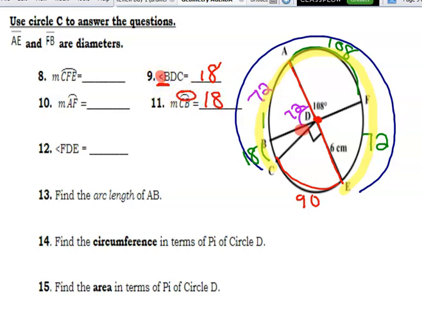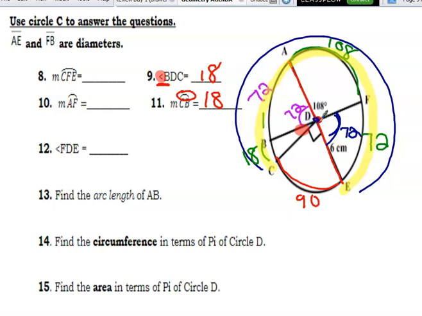All right, FDE. Where's the D? Oh, FDE. So we're asking about this angle right there. So that would also be 72. If the arc's 72, so is the angle because it goes through the center.